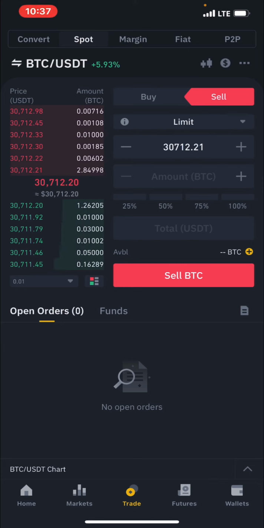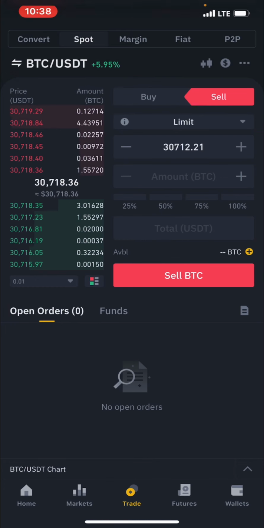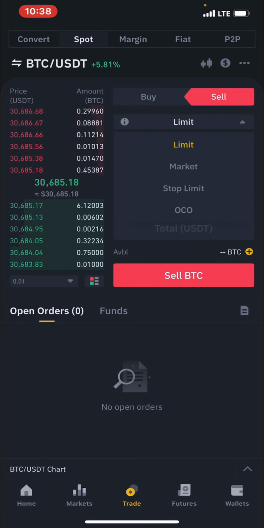Let's say the current market price is $30,712, and you want to buy at your own price. You now buy for 29,666. That is the limit price you want to buy. But sometimes it may not trigger because BTC may not fall below that particular value. So when you want to buy easily, buy with the market price, and when you want to sell, you sell with the limit price. That is one of the easiest ways to do it.